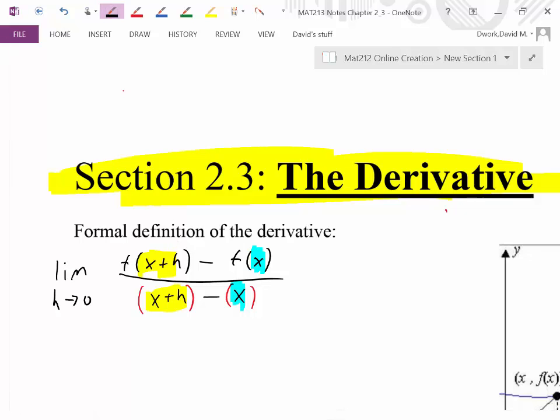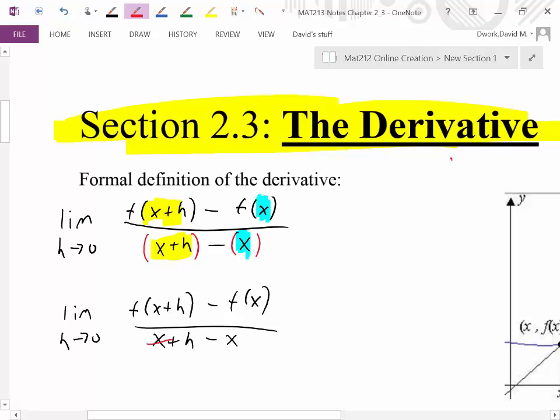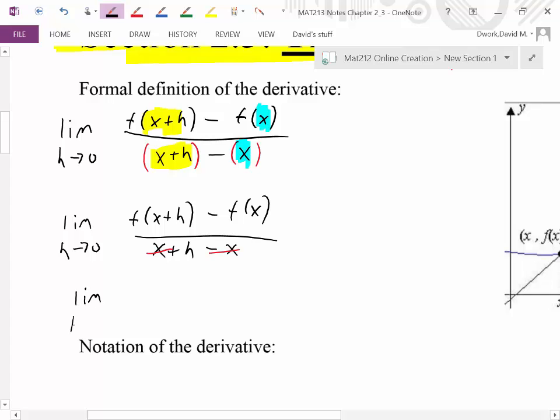Now, we can simplify this denominator just a tiny bit. The numerator we can't touch. We can't do anything in the numerator because it's saying evaluate your function at x plus h and then evaluate your function at x. So we can't simplify there. But down here in the denominator, what we really have is x plus h minus x, and combining like terms shows us those subtract to 0. So our denominator is just h, and we are left with the limit as h approaches 0 of f of x plus h minus f of x divided by h.